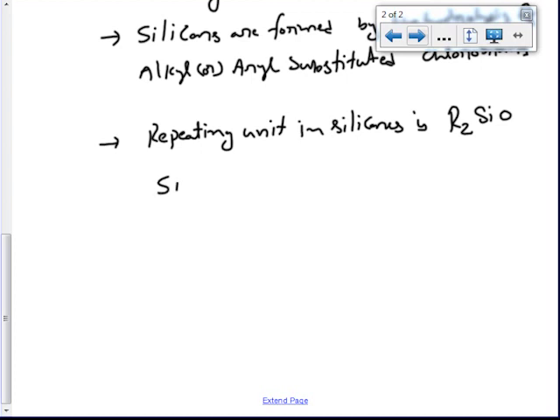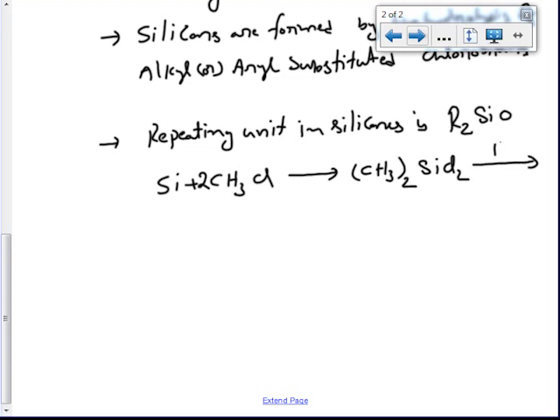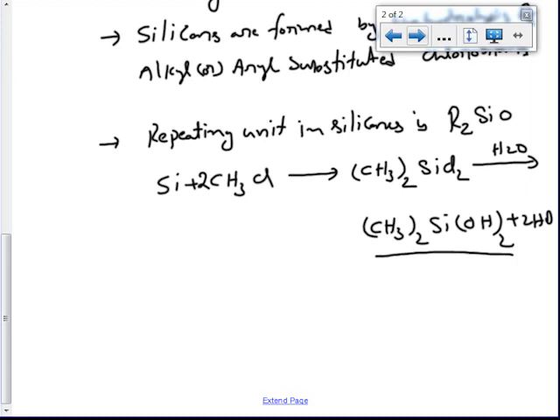I already told you: first, I take silicon and react it with methyl chloride, 2 moles. It can give (CH3)2SiCl2. On further hydrolysis, this gives (CH3)2Si(OH)2 plus 2 moles of HCl. This is our major compound.